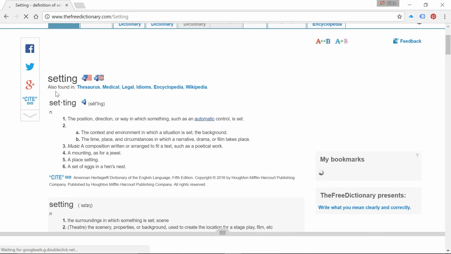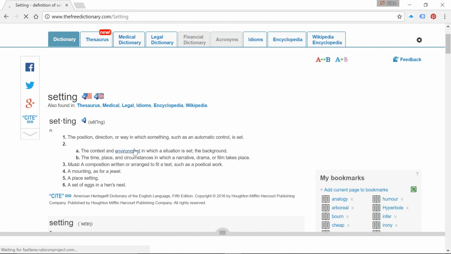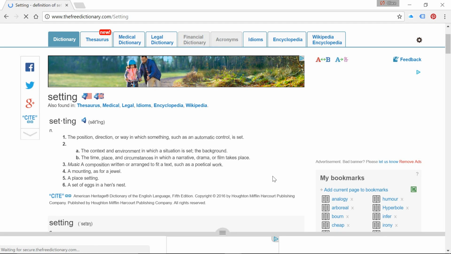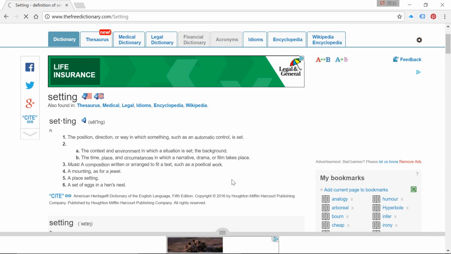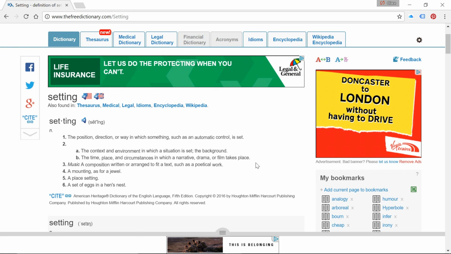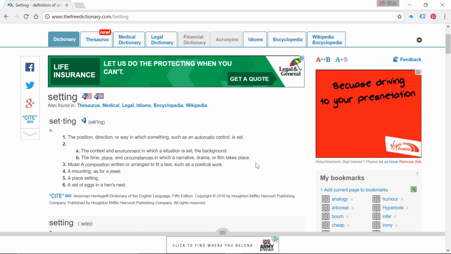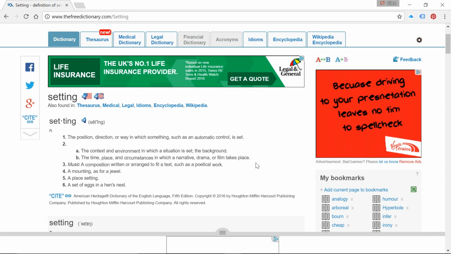So here we can see that setting means the context and the environment in which a situation is set. So the background. It could be the time, the place, the circumstances, where any of the texts you're studying are taking place. So you might have found this channel because you're doing Animal Farm. So there you can see that it's all set on one place. However, that place changes names a couple of times. It may be that you are studying Romeo and Juliet, so you're thinking about Verona as your setting.